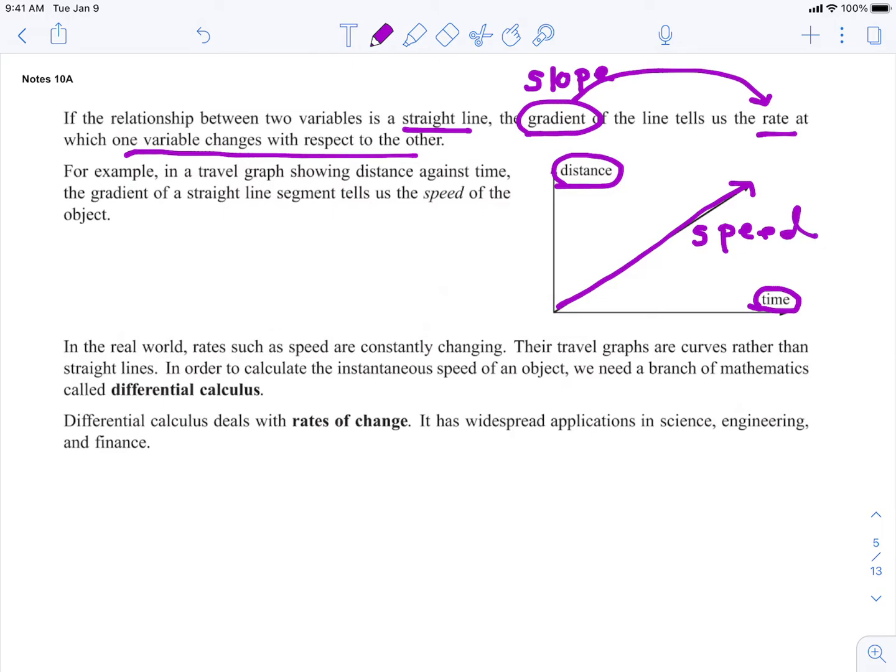In the real world, rates such as speed are constantly changing. Their travel graphs are curves rather than straight lines. In order to calculate the instantaneous speed of an object, we need to learn differential calculus. So differential calculus works with rates of change.